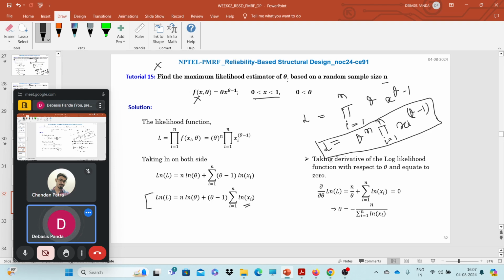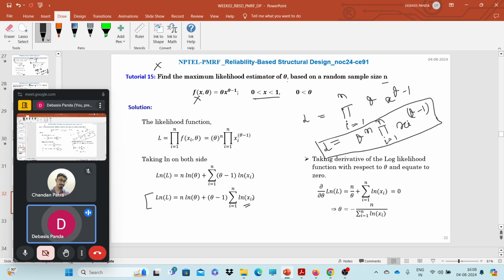Now the next task is to find out the best estimator of theta, right? So we have the likelihood function, we have the log likelihood function, now we need to maximize it. How can we do it? Just differentiate that log likelihood function with respect to the unknown parameter. Here the unknown parameter is theta. So differentiate with respect to theta and equate it to zero. So let's perform the task.